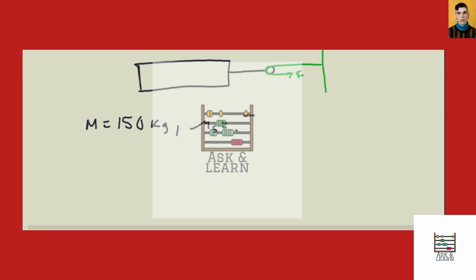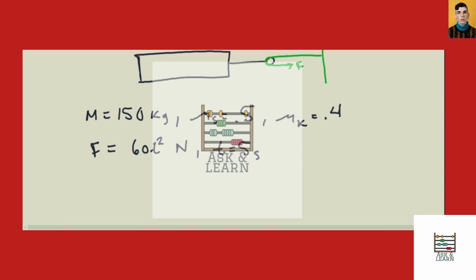So the coefficient of static friction is given as 0.5, and the coefficient of kinetic friction, 0.4. We're also given the force from that pulley, which is 60 t squared newtons. And we want to find the power that this block generates after 5 seconds. So t is equal to 5 seconds.